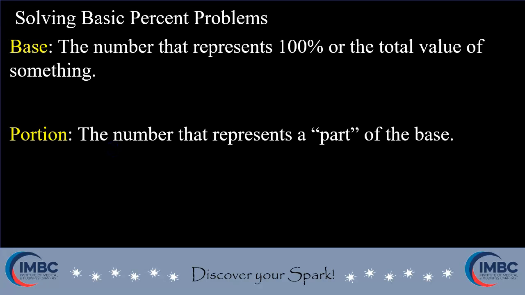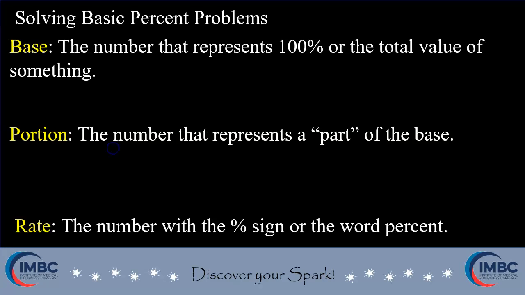Another number in percent problems is going to be called the portion, and that number represents a part of the base. And then the third piece that we need, rate. Rate is the number with the percent sign or the word percent. So rate is really easy to find. So these are called variables, base, portion, and rate, and we have 3 variables. 2 of the 3 are going to be known, and the third is going to be unknown, and we're going to solve for the unknown. So let's take a look at how we can do that.